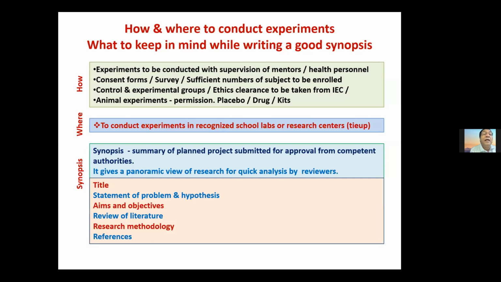For example, if you go to a movie and your friend asks you what the story is, you don't have to tell all the 2.5-hour story. You will just tell him that finally this fellow died. Meaning, within 2-3 sentences you finish. That is what is called a synopsis. A synopsis is just giving a panoramic view of the research for quick analysis by reviewers, of whatever you have done.